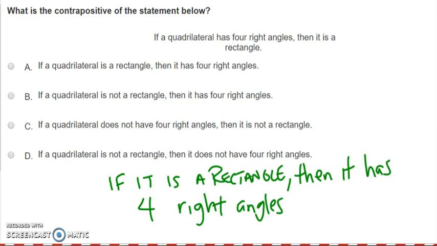So if it's not a rectangle, well, which one says it's not a rectangle? So A doesn't. B, it could be my answer, not a rectangle, and so could D.